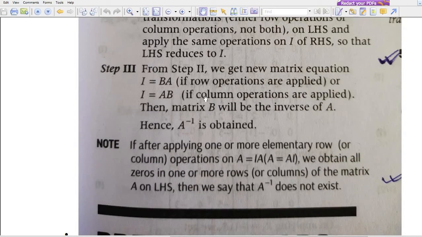That means the left hand side becomes an identity matrix. And what is the third step? From step 2 we get a new matrix equation I = BA. So from here we can say this B is the inverse of A, and we can directly write A inverse = B. Now let's try one example.